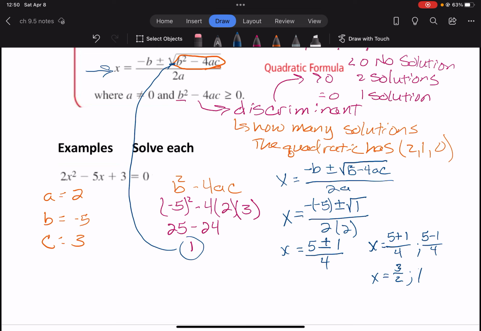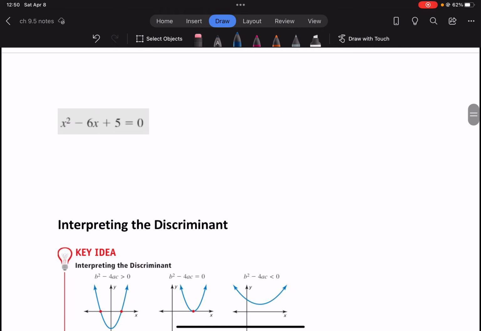So that's basically how you do it. It's just take the numbers, plug it in, and go. I'm not even thinking about this. So let's go ahead and do another one.